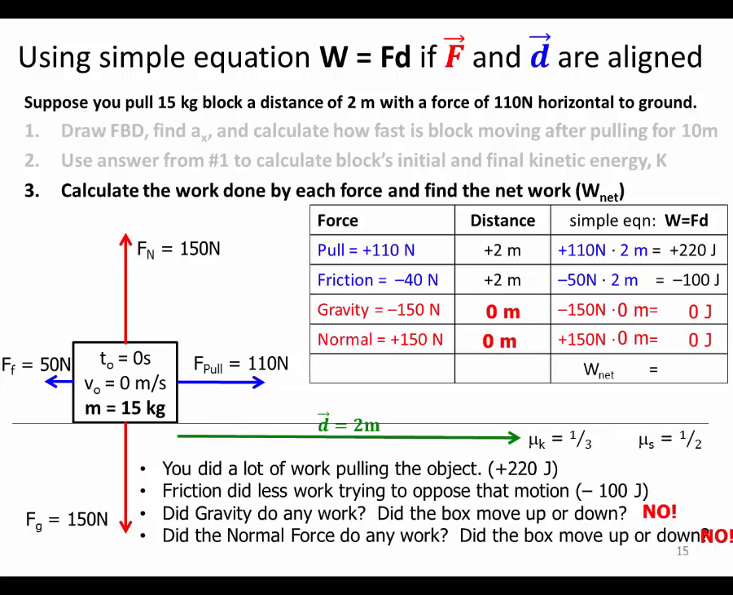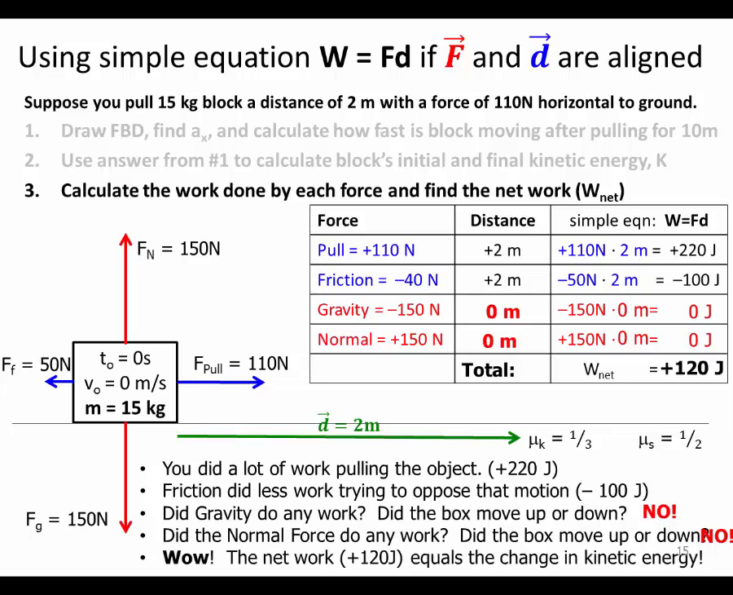So let's go ahead and find the net work done, which is just the total of all the work. Just like we had a net force in the good old days, we have net work, which is the total of all the work elements. And our total is 120 joules of energy. And if you look back, 120 joules was the change in kinetic energy. So that's really interesting. Our change in kinetic energy matches the net work done on the object.